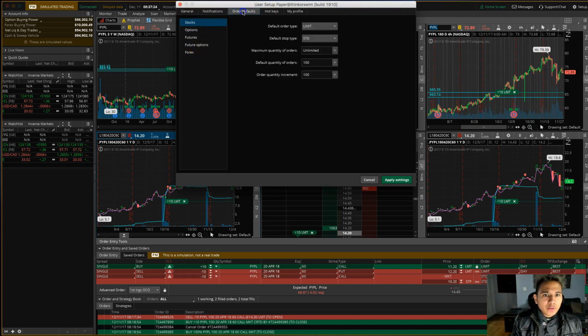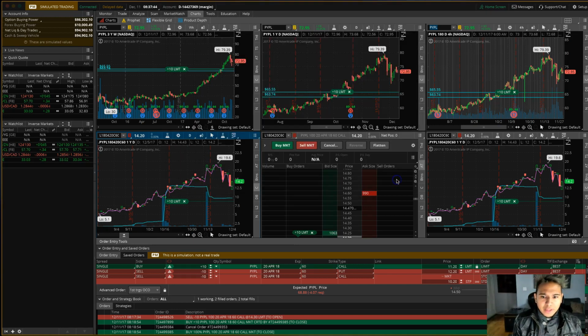So under order defaults up here, you can see stocks, options, futures, futures on options, or forex. Under options, you just do the default quantity as 1, and maximum quantity orders unlimited, order quantity increment 1. So then this will be the default, and then you want to say it's stop, bid, ask, or mark. Just go with mark, and then you apply settings. So now all of the defaults will be the number we just set.